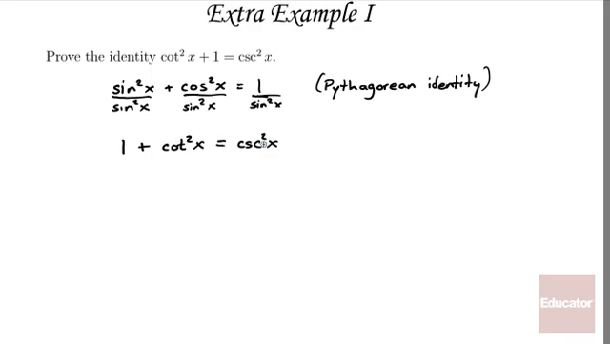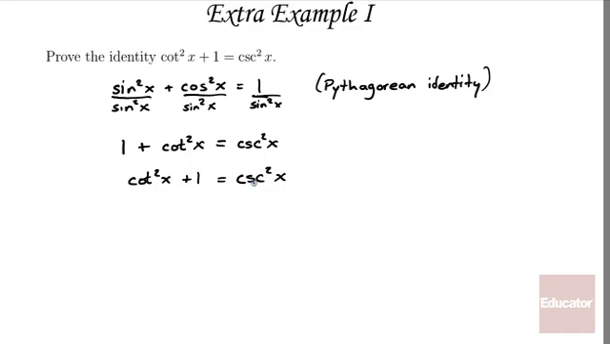And so there we have it. That was a pretty quick one. We start with the original Pythagorean identity, and we just divide both sides by sine squared x. To make it look exactly like what we were asked for, I can rearrange terms here, and I can get cotangent squared x plus 1 is equal to cosecant squared x.